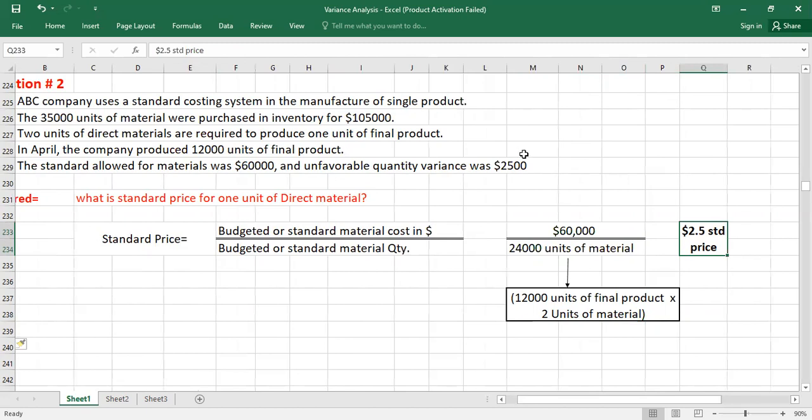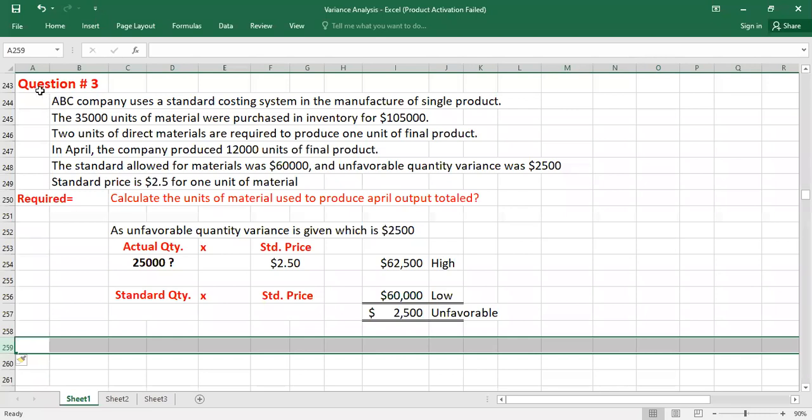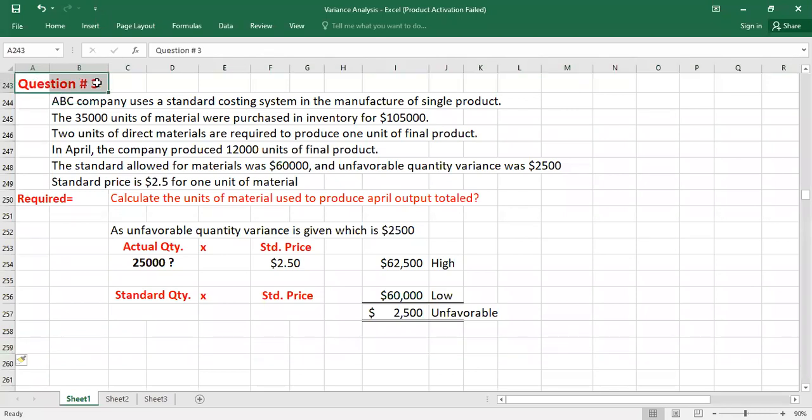Now we are going to move to the third question with different requirements, and I'm going to use the same data, but I'm going to change my requirement. So we have question number 3 now.